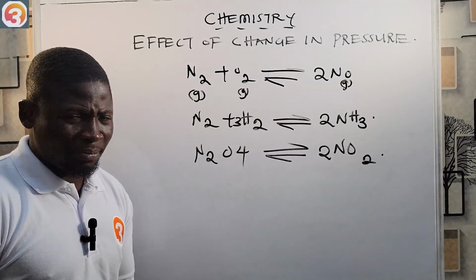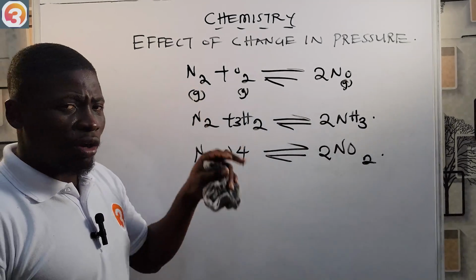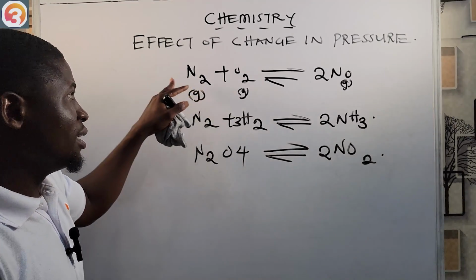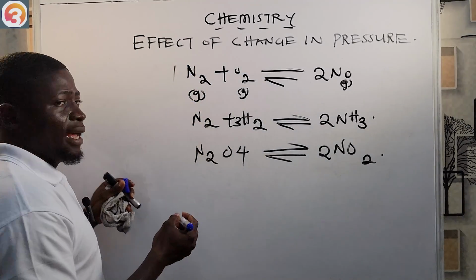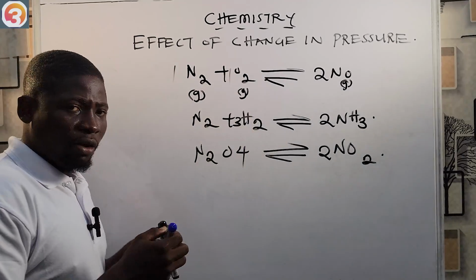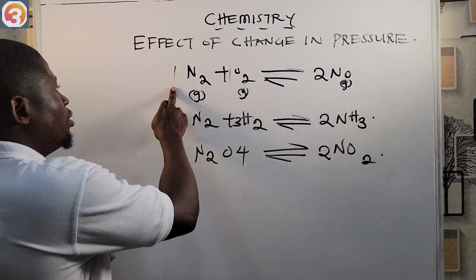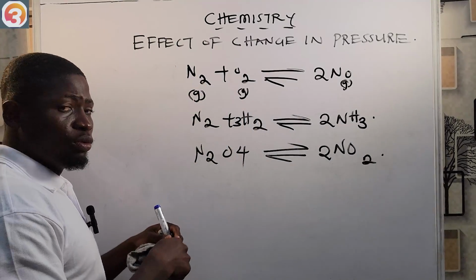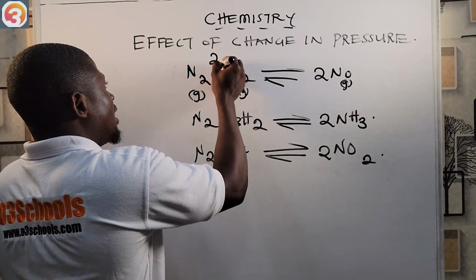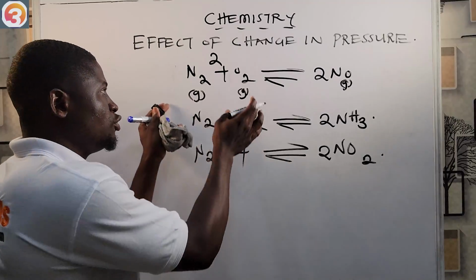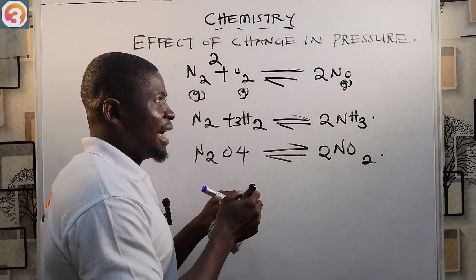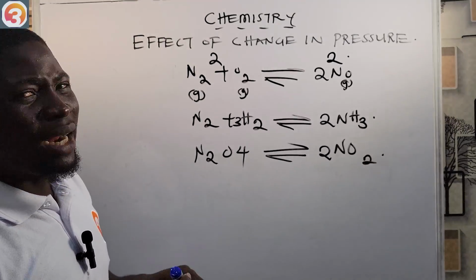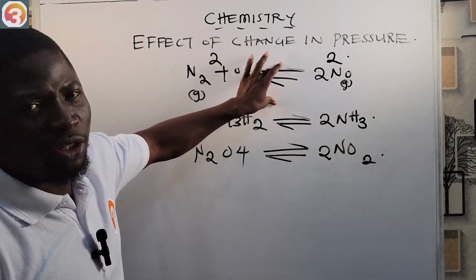Now, in the first case, the number of moles or volume of gas on the left hand side, the reactant side, is 1 mole of N2 and 1 mole of O2, together 2 volumes of gas or 2 moles. While on the product side, how many? You have 2. So change in pressure will not affect this kind of reaction.